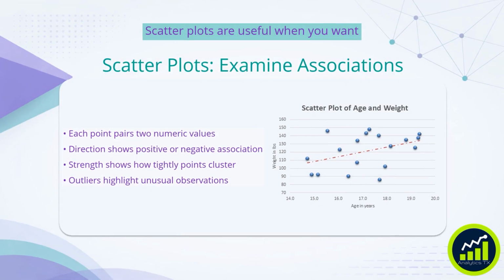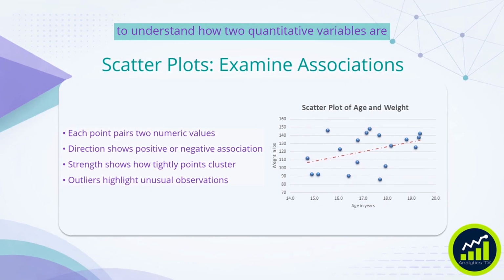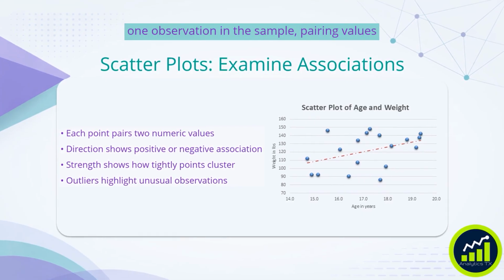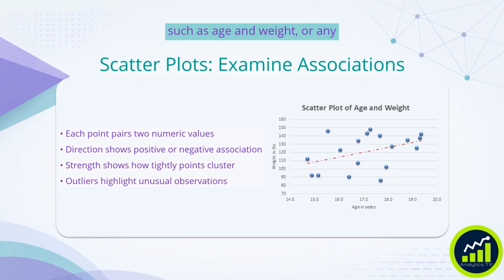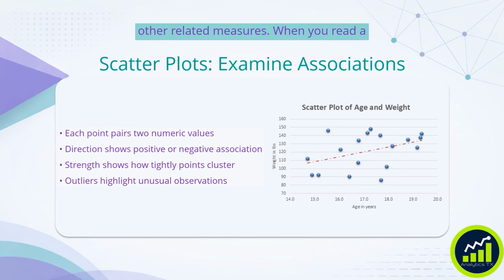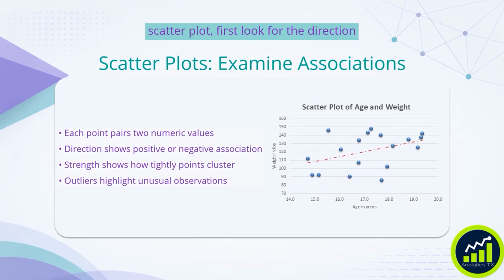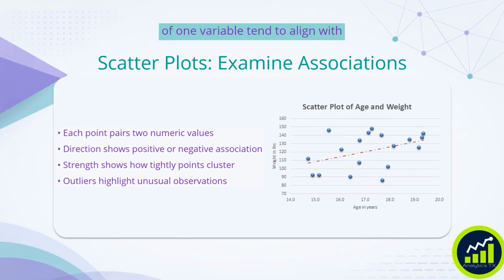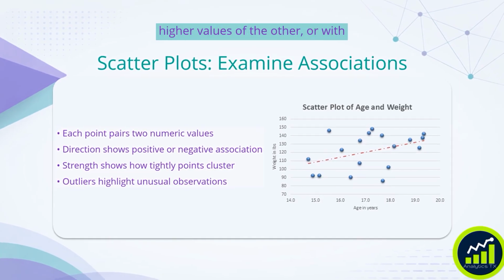Scatter plots are useful when you want to understand how two quantitative variables are associated with each other. Each dot represents one observation in the sample, pairing values such as age and weight, or any other related measures. When you read a scatter plot, first look for the direction of the pattern. Do higher values of one variable tend to align with higher values of the other, or with lower values?